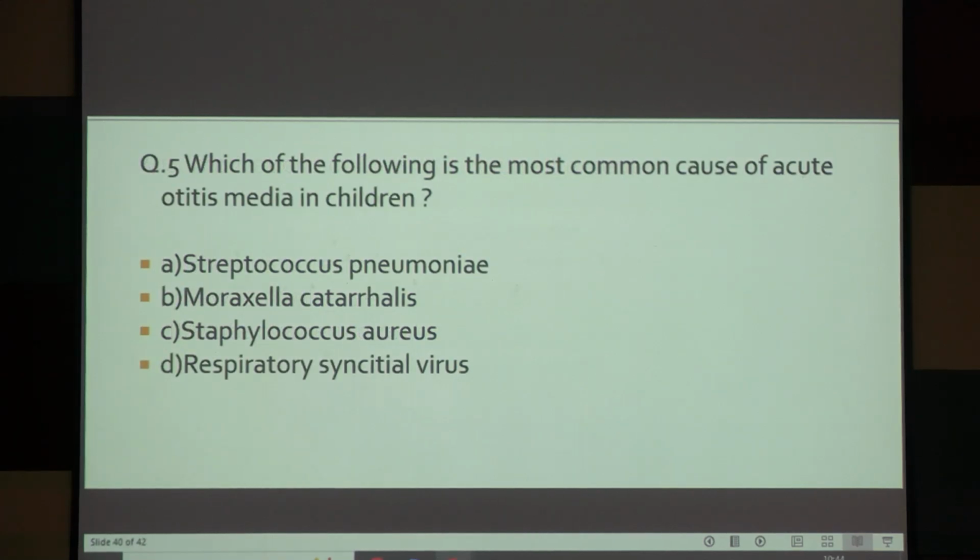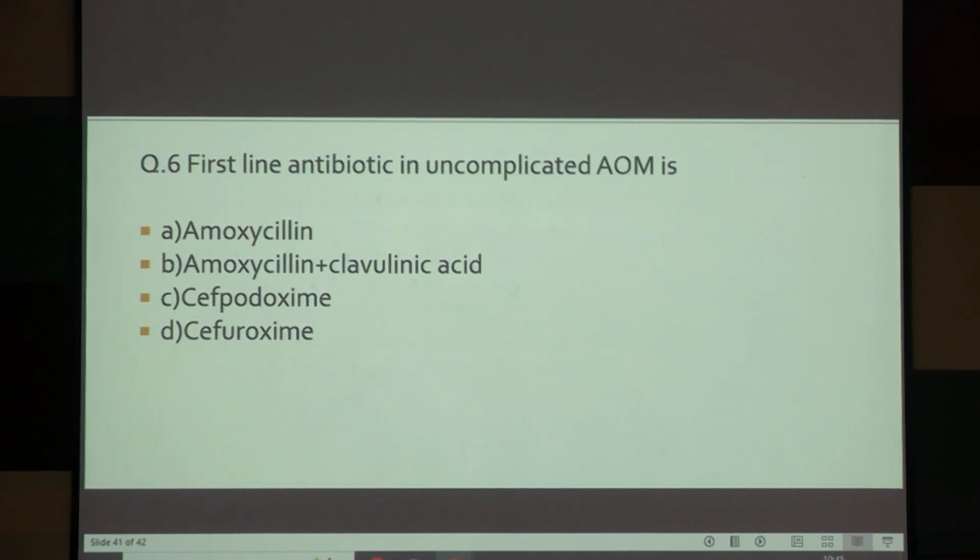And which of the following is the most common cause of acute otitis media? Pneumonia. Acute otitis media. Last MCQ: first line antibiotic in uncomplicated acute otitis media? Amoxicillin, not amoxiclav though.